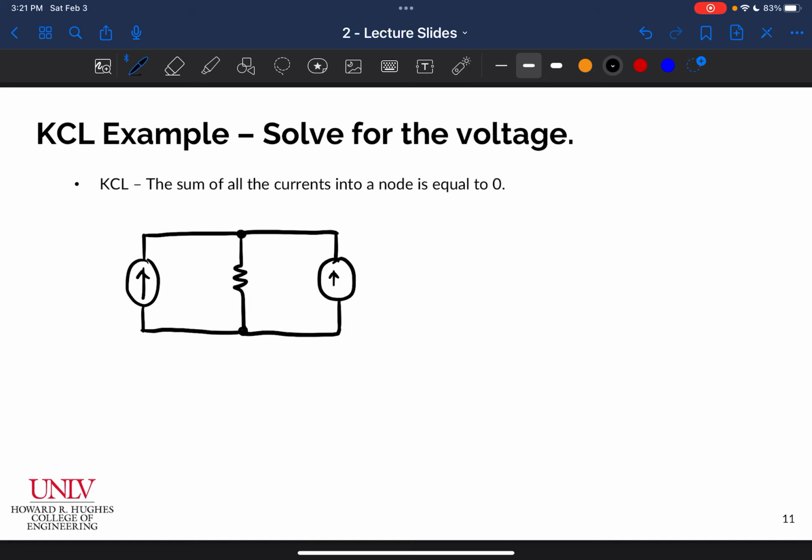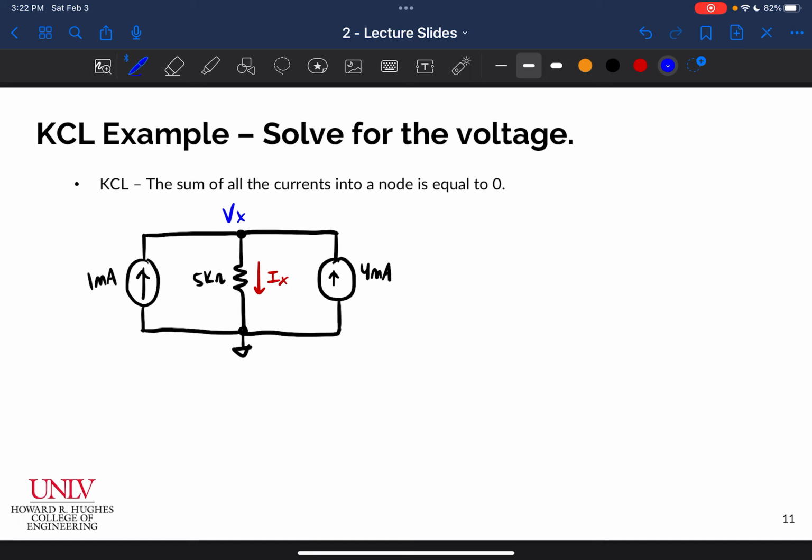And I want to determine a couple of things. I want to determine what is the current first flowing. We'll call this Ix. I want to determine what is Ix. Let's make this a 5K resistor, 5 kilo ohms. Let's make this 1 milliamp, and let's make this 4 milliamps. And I want to determine what is my voltage on this node, Vx.